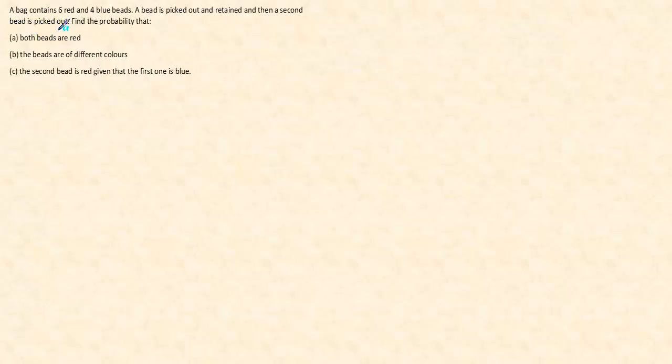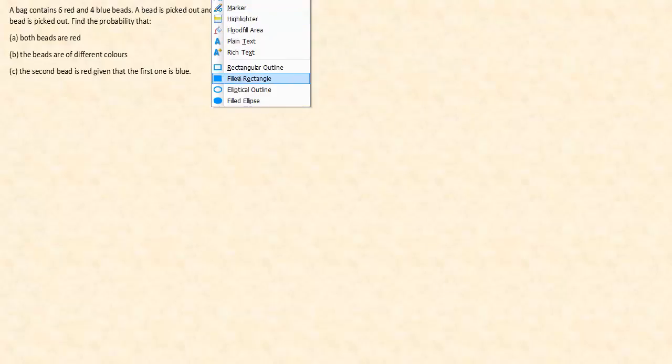A bag contains 6 red and 4 blue beads. A bead is picked out and retained, and then a second bead is picked out. Find the probability that, etc. So let's have a quick look at this situation.